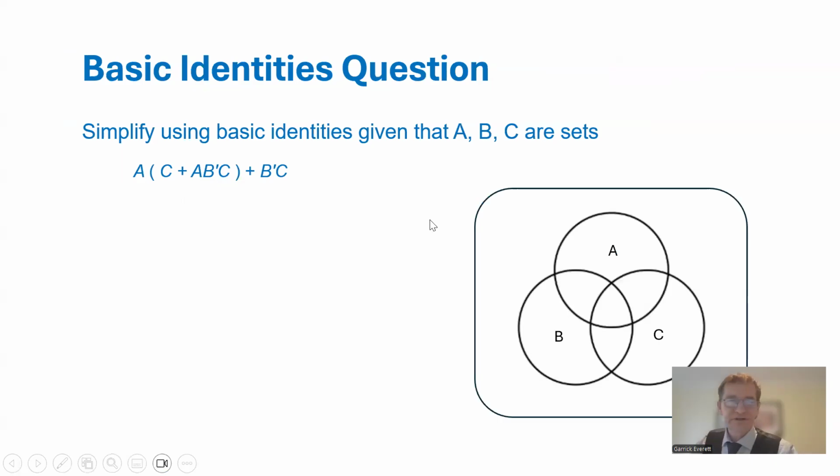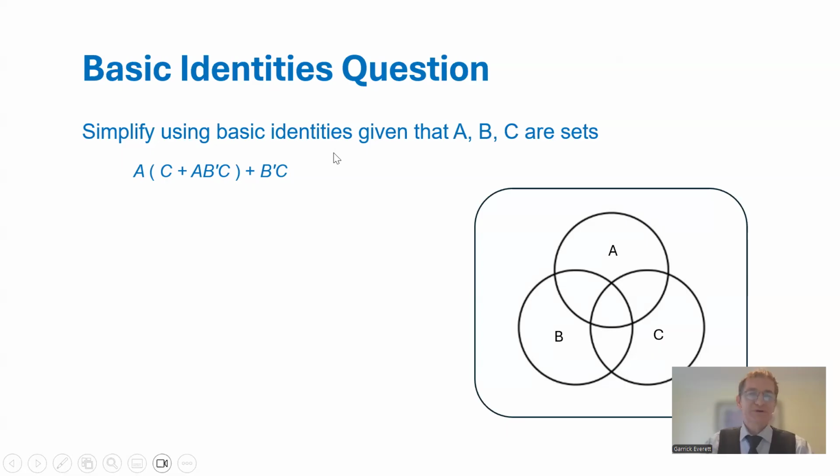Actually, I want to show you the basic identities question. So this is a question you'll get to do with basic identities. And this is how they've included algebra inside of set theory, which is quite an interesting term. So let's go A multiplied by C plus A B complement C brackets plus B complement C. So they're giving you this algebraic question and saying simplify using basic identities.